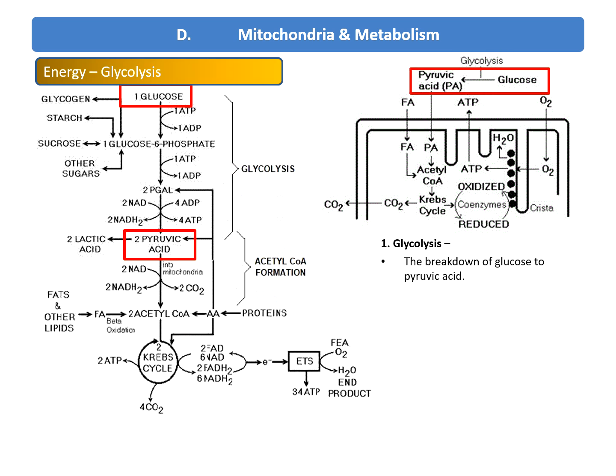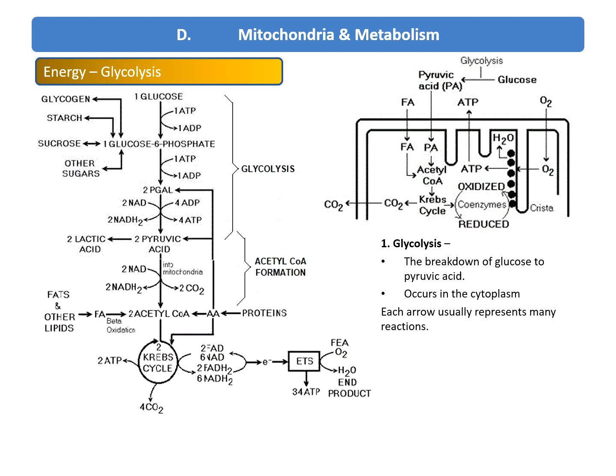Glycolysis. We can define it as the breakdown of glucose to pyruvic acid. It occurs, as we said, in the cytoplasm of the cell. Each arrow in this scheme usually represents many reactions. Now, it looks complex, I know, but it's actually a quite simplified look at cellular respiration.